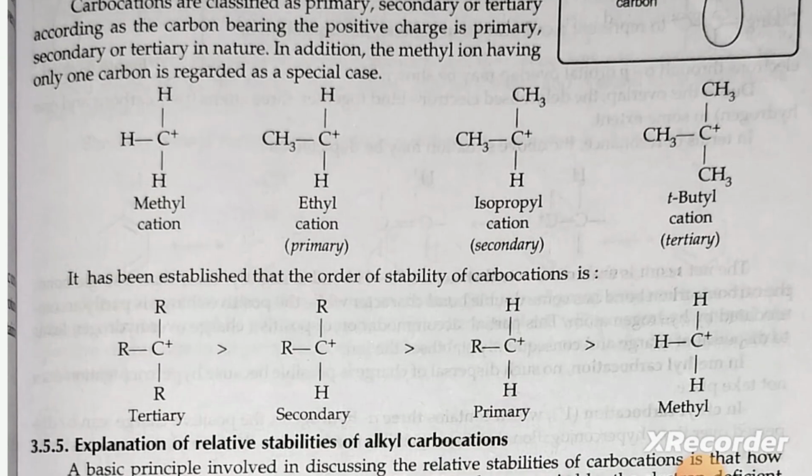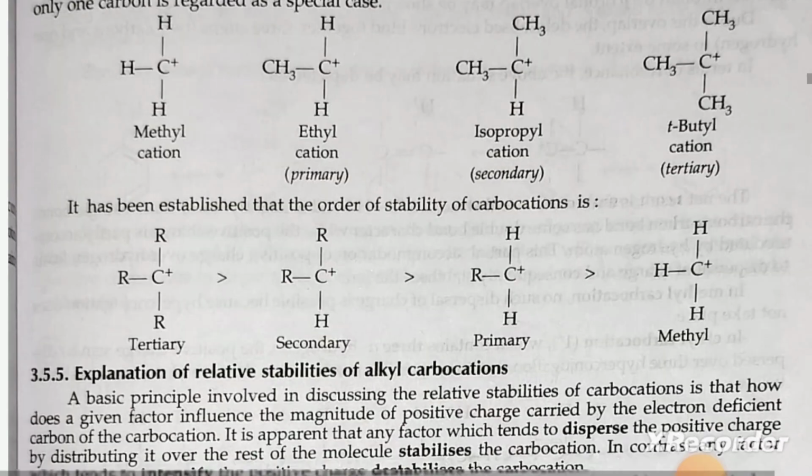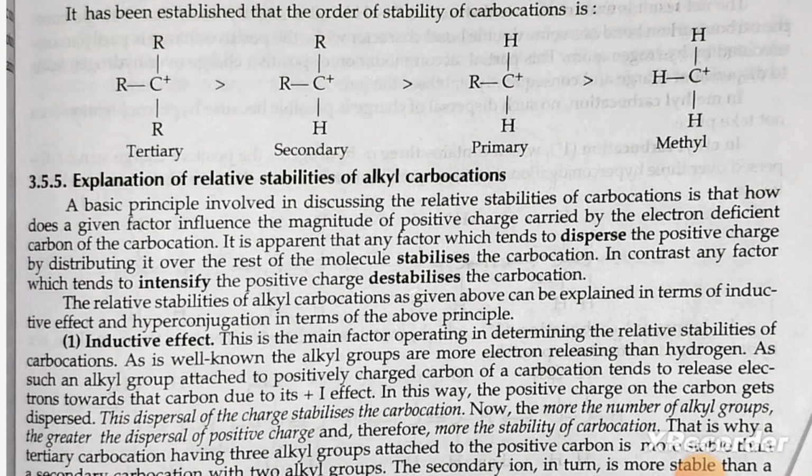It has been established that the order of stability of carbocation is tertiary greater than secondary greater than primary greater than methyl. Explanation of relative stabilities of alkyl carbocation. A basic principle involved in discussing the relative stabilities of carbocation is how a given factor influences the magnitude of positive charge carried by the electron deficient carbon of carbocation.